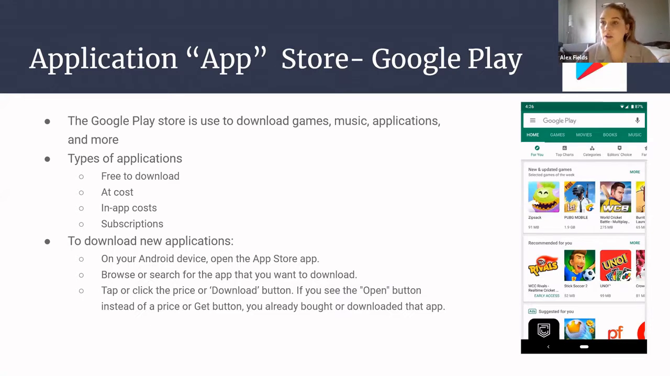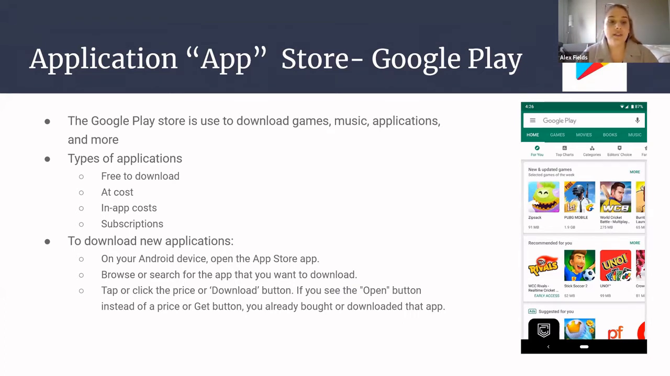So free to download applications are the ones that will say free next to them. And then at cost applications will have a price next to them. In-app costs will occur with certain applications. So they might be a free application, but for example, if you're playing Candy Crush and you need more tickets or gems or whatever, you will have to pay to get more quickly.